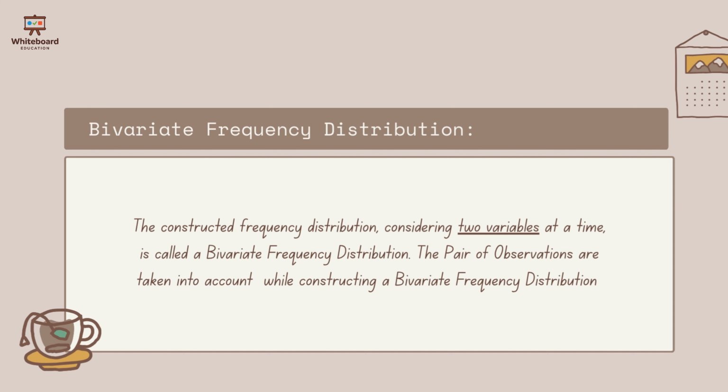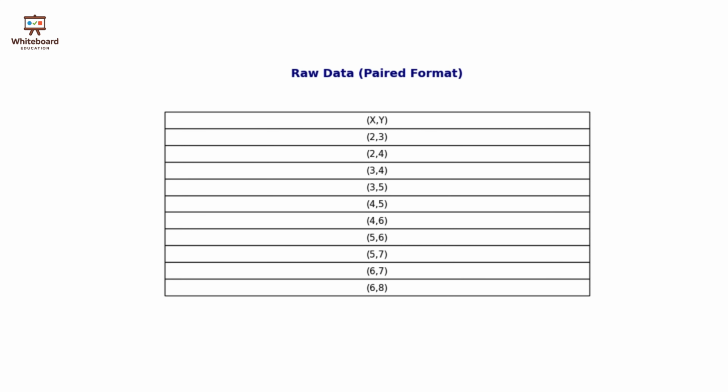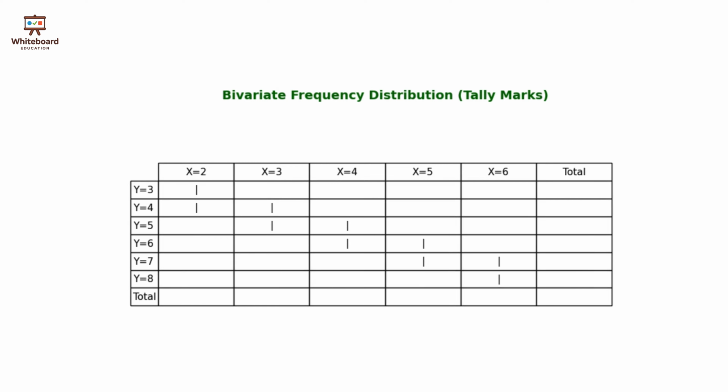Let's study using an example. Suppose we take the marks of students of maths and science into consideration. This is the raw paired observations of the data. We take maths along x-axis and marks of science along y-axis. This is how we construct a bivariate frequency distribution table.